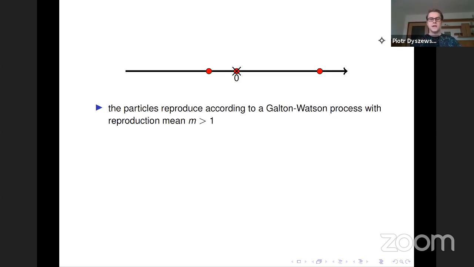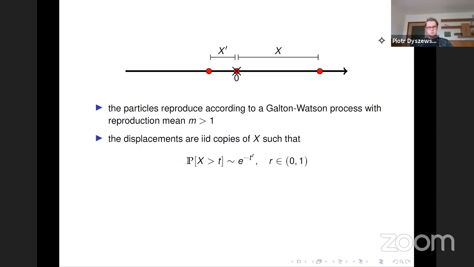All right, and we're also going to assume that the displacements of the particles, because after the particles are born, they are moved somewhere on the real line, all the shifts are an IID copy of one given random variable with a so-called stretched exponential law. So this means that the tail of X decays as e to the minus t to the power r, and this twiddle means that the quotient of both sides tends to 1 as t tends to infinity.